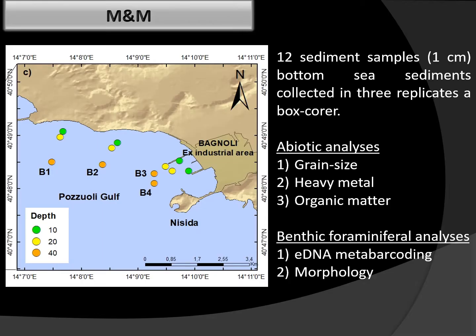We collected 12 sea sediment samples using a box corer at different depths, from 10 to 40 meters. The abiotic analyses performed were the grain size analysis, the geochemical analysis to reveal the heavy metal concentrations, and the organic matter characterization. While the benthic foraminiferal analyses were based on a double approach: firstly the eDNA metabarcoding, and secondly the classic morphology-based analysis.